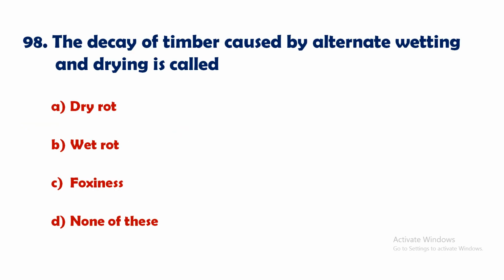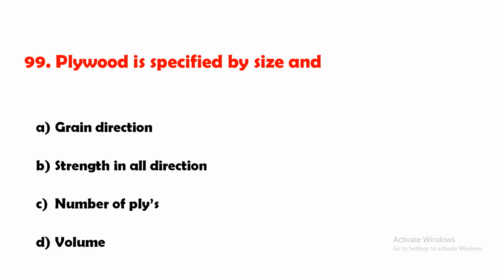The decay of timber caused by alternate wetting and drying is called as dry rot, wet rot, foxiness, none of these. The answer is, the decay of timber caused by alternate wetting and drying is called as the wet rot. Plywood is specified by size and grain direction, strength in all direction, number of plies, volume. The answer is, plywood is specified by size and number of plies.